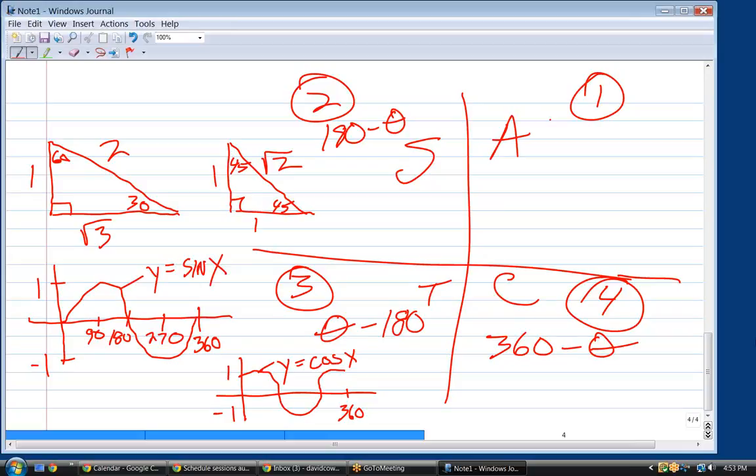Yeah. Okay. So now if I said to you, what's the sine of 90 degrees? Look at the graph and tell me what it is. That would be 1. Correct. What's the cosine of 90 degrees? 0. Uh-huh.